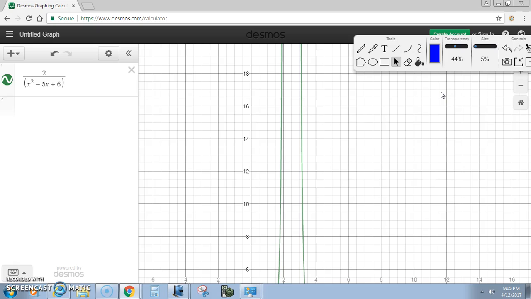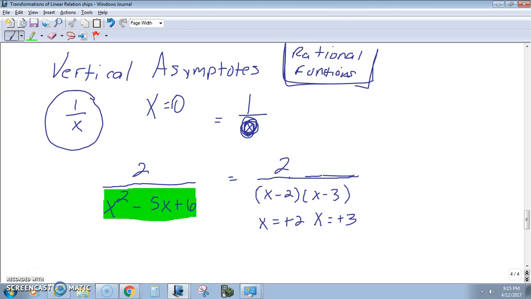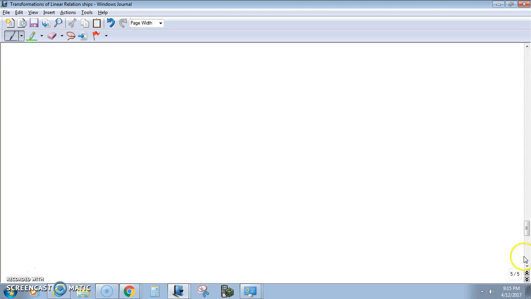There's one more thing I want to touch on, and that is sometimes some functions can have holes in them. And what do I mean by holes? Well, let me show you what I mean by holes. Let's go back to our notes. I'm going to go down a page, and we're going to talk about functions that have holes. And how is a hole different from a vertical asymptote? You're asking? Well, we're going to look into that.